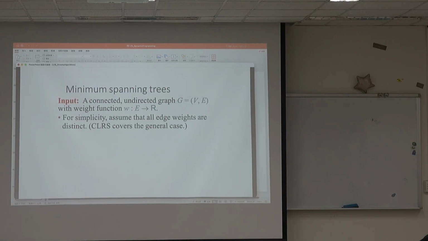Okay, only 10 minutes left. Obviously, not a lot of time. So I will just tell you the problem we are dealing with, and we will do it next time. The problem is like this. Given a connected undirected graph, so the graph is connected and undirected, and each edge has a weight associated with it.